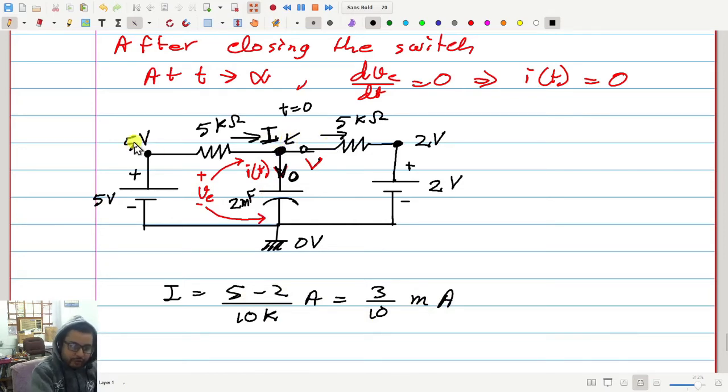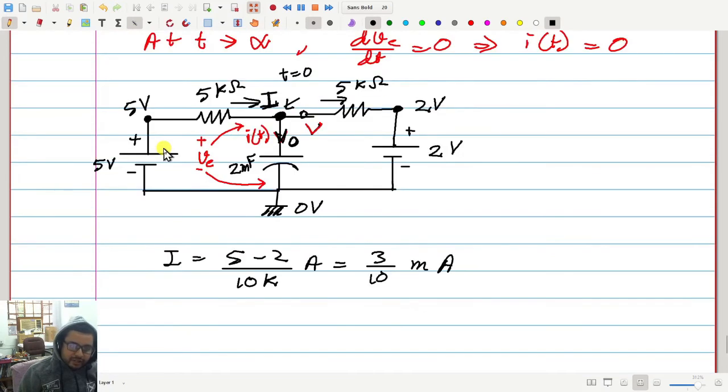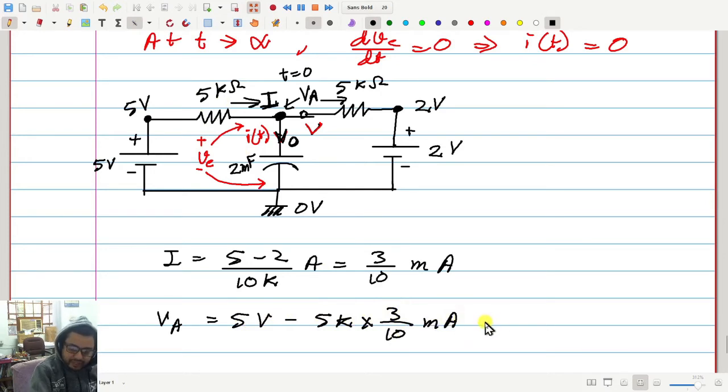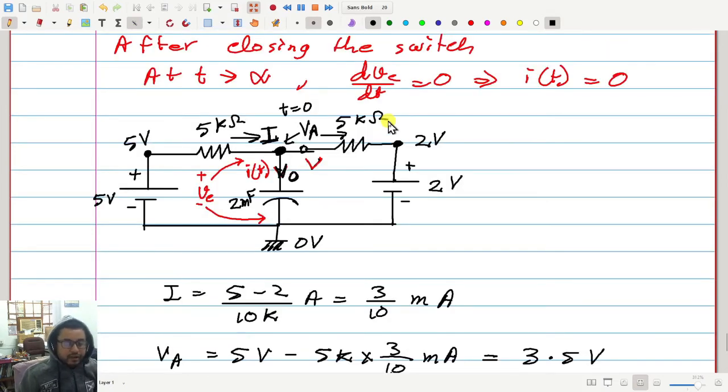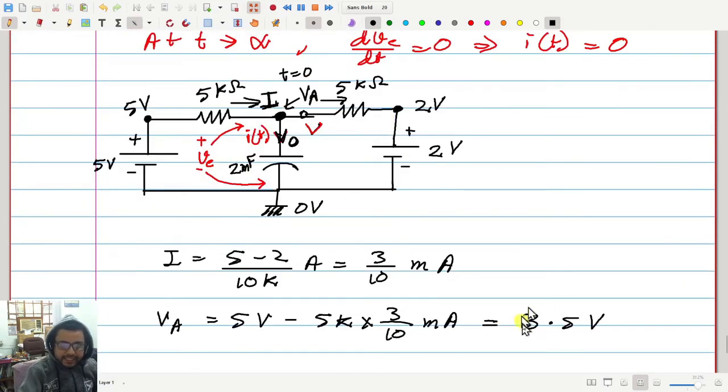Acha. So then what will be the potential at this point? That will be 5 volt. If I call this VA, then VA will be this 5 volt minus 5k, this resistance, multiplied by 3 by 10 milliampere. So how much is this? 3.5 volt. Yes, to average, you are right. That's the average of basically this. Okay, fine. So that will be the steady state voltage.